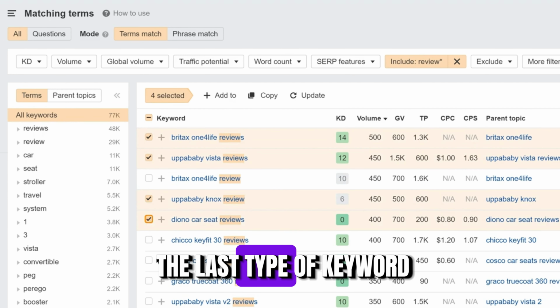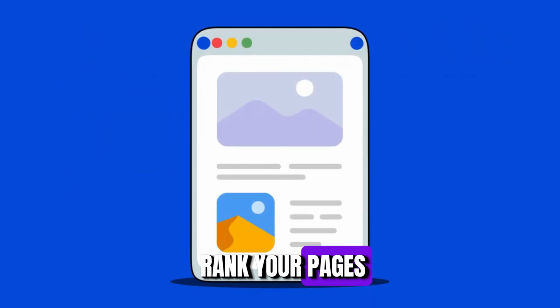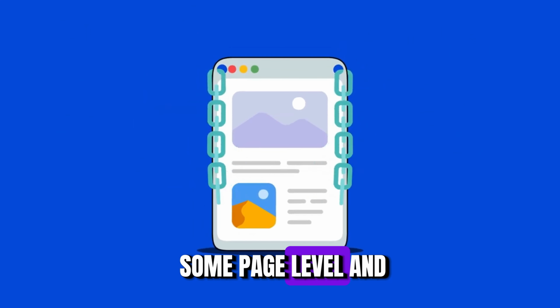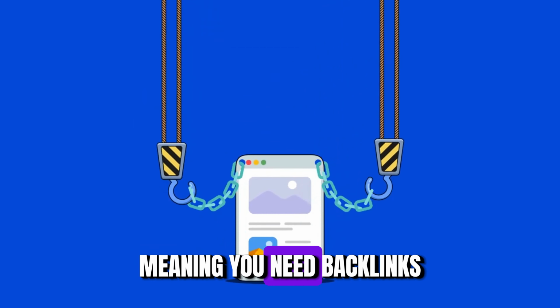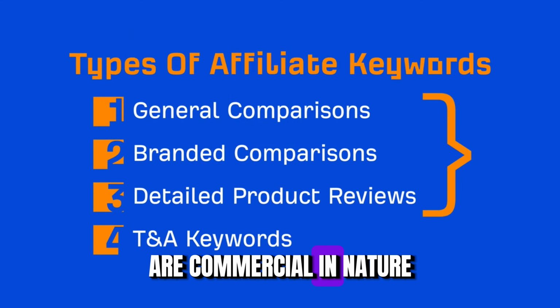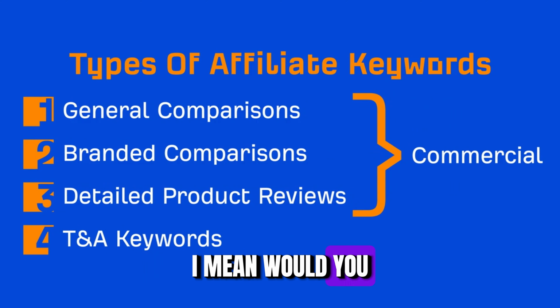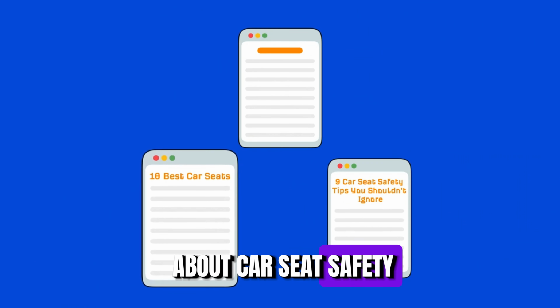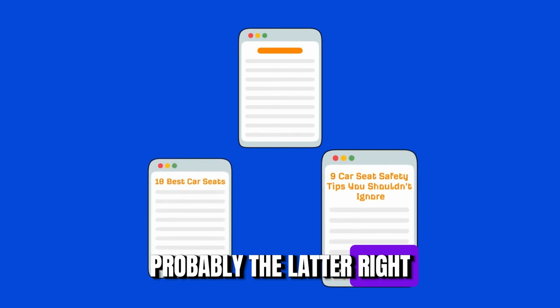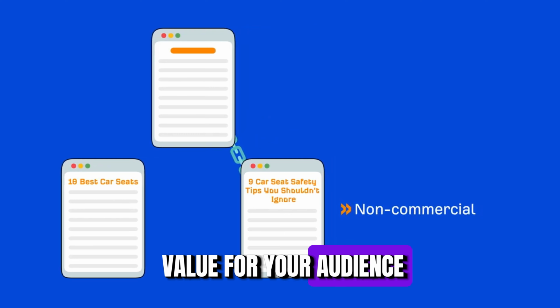which are TNA keywords, which stands for trust and authority. Now, in order to rank your pages, you need to have some page level and website authority, meaning you need backlinks. But since all of the keyword types we've discussed so far are commercial in nature, it'll be tougher to get links to these pages. I mean, would you rather link to a post about 10 random car seats or one about car seat safety? Probably the latter, right? Seeing as it's non-commercial and provides more objective value for your audience.